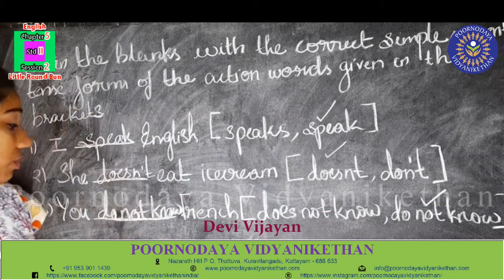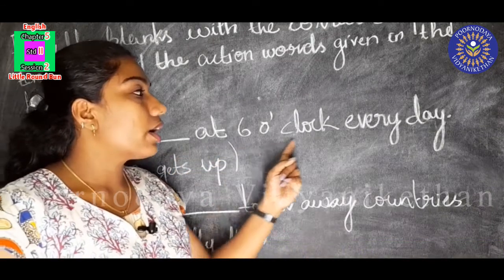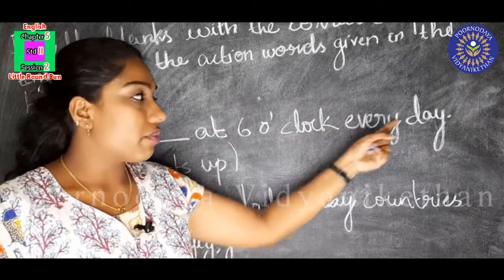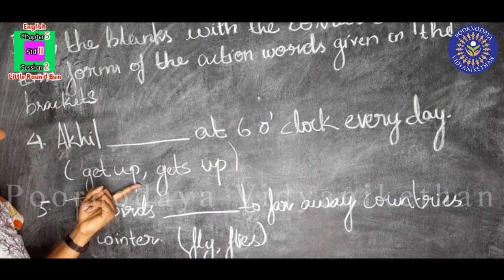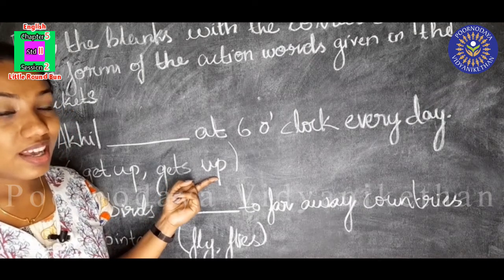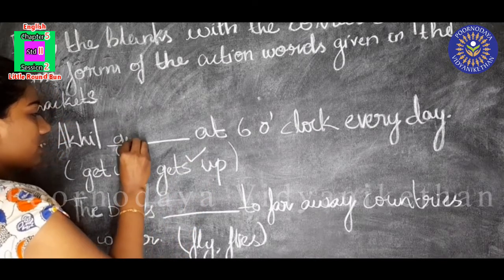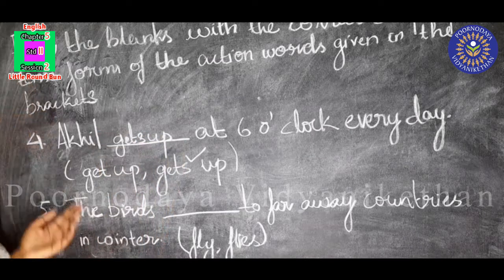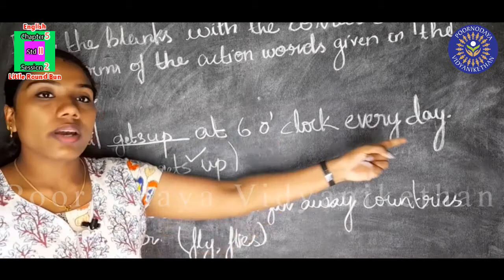Now we are going to do the next one. Akhil dash at 6 o'clock every day. Akhil get up at 6 o'clock every day, or Akhil gets up at 6 o'clock every day. Akhil is singular. So Akhil gets up at 6 o'clock every day.